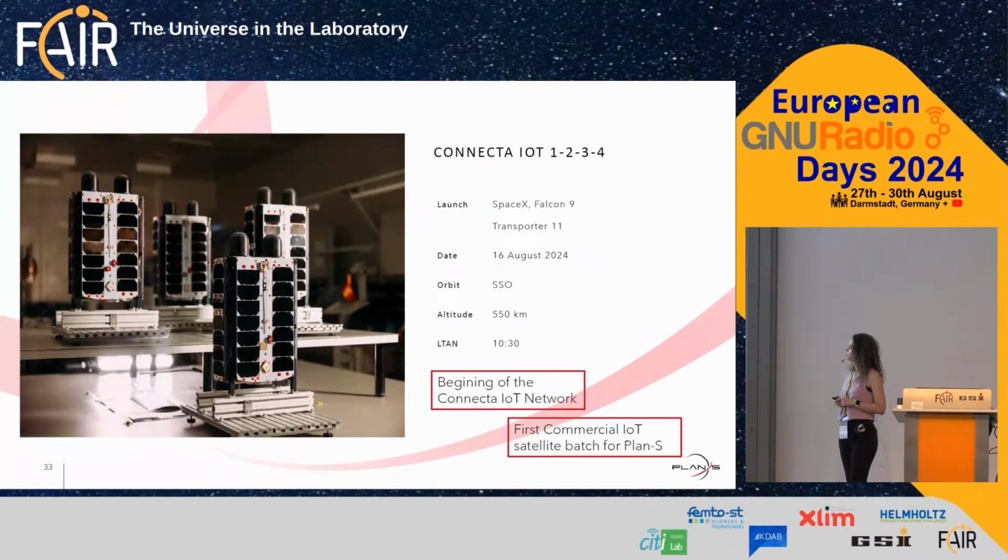These are our Connecta IoT 1, 2, 3, 4. It is a network. They are our beginning of the Connecta IoT network, and they were launched 2 weeks ago. And these are our first commercial IoT satellite batch for Plan S. We are planning to progress as batches, and one batch includes 4 satellites.